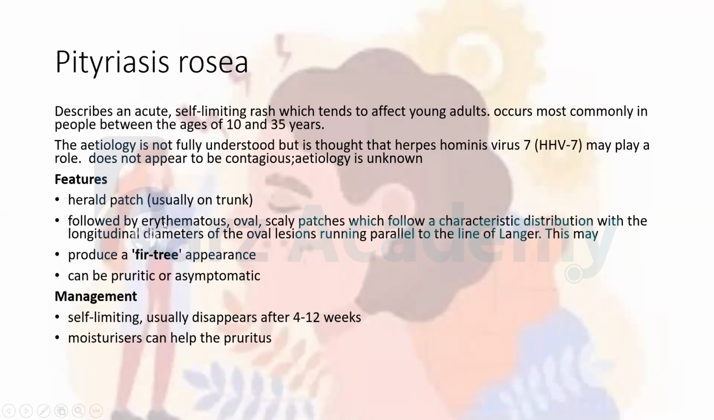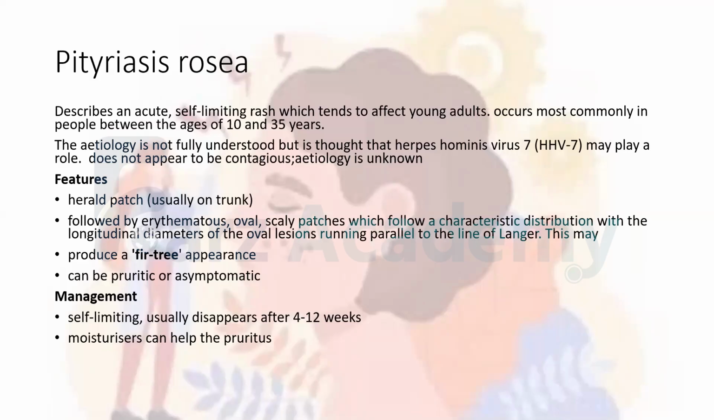All right. Usually the herald patch is seen on the trunk, followed by an erythematous oval scaly patch in a characteristic distribution, with the longitudinal diameters of the oval lesions running parallel to the lines of Langer. Okay, it can produce a fir-tree appearance, and it can even be itchy or it can be asymptomatic.